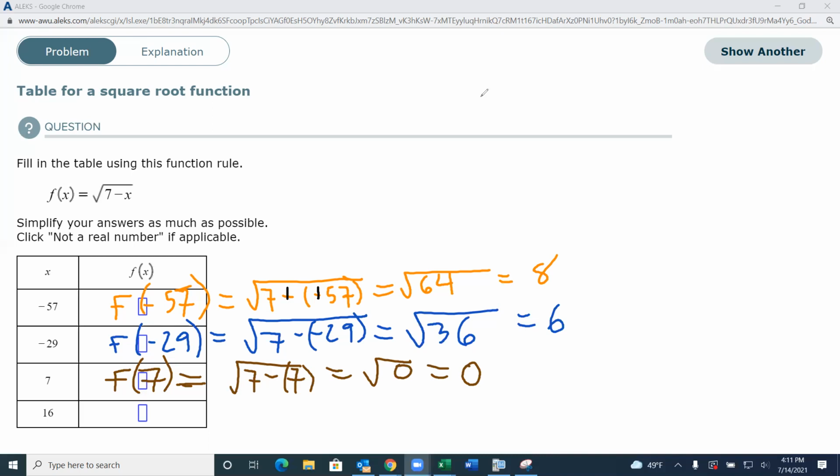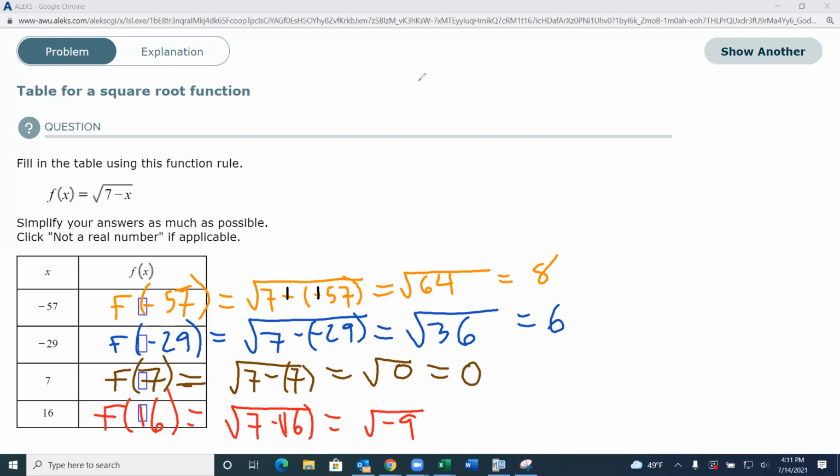Last one. F of 16, which will be square root of 7 minus 16, which is square root of -9. And that doesn't work. Okay, we're not doing square roots of negatives. So yeah, it doesn't work, and 16 is not in the domain of the function. You plug it in, you don't get an answer.